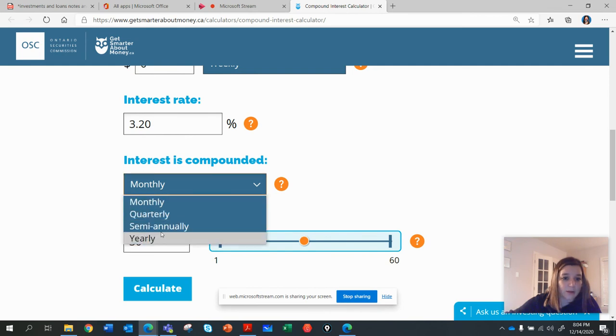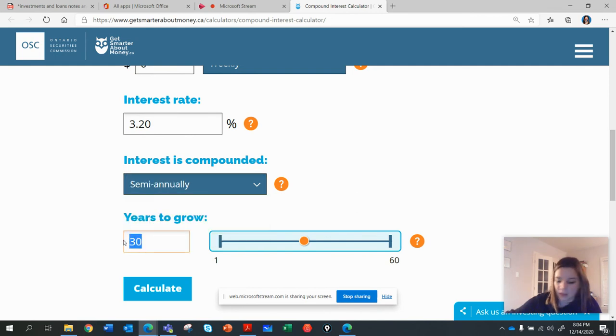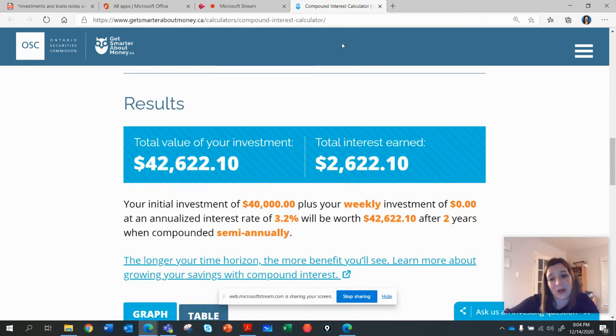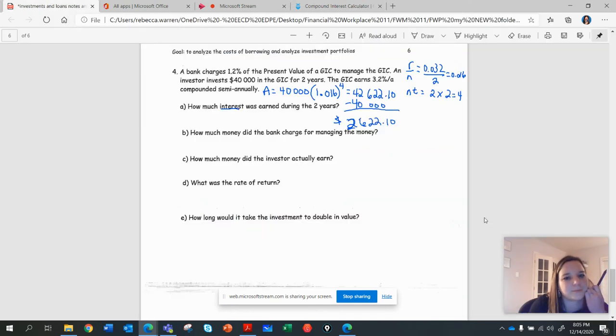How often is it compounded? Semi-annually. And for how many years? 2 years. Click calculate. Tells you all that. So we did all those steps in that formula, and we could have just plugged it in here. So you guys are allowed to use this online calculator. So it tells you right away that the total interest earned is 2,622. I'm going to pop back in. So we have that as our answer anyway. We just did a lot of work to get it.